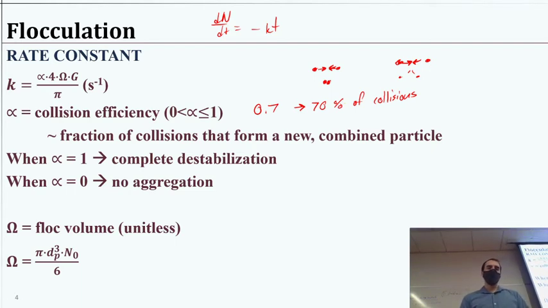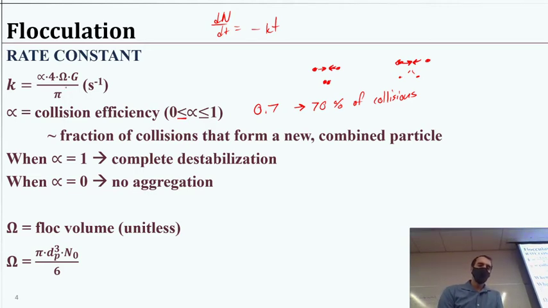Okay, so then the extremes here: if this term, collision efficiency, is one, that means we are completely destabilized. Every time a particle interacts with another particle and gets close enough, they'll stick together whenever they meet. Whereas if the collision efficiency is zero, then we have exactly no aggregation, so completely stable particles. Technically this can be zero as well. I guess you could say it's never going to be zero if we have destabilized particles to any extent, but the case where no flocculation is going to happen is when that equals zero.